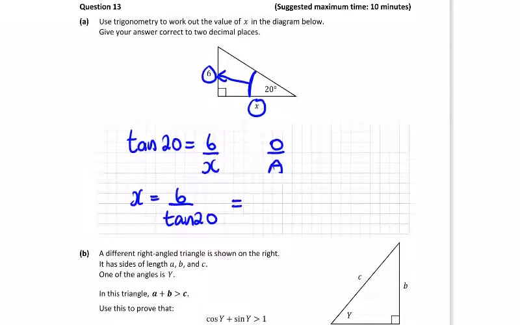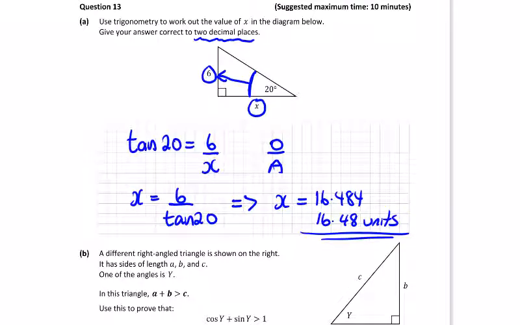And calculator use. Therefore, x is equal to 6 divided by tan 20, which is 16.484. We're looking at 2 decimal places. Just double check the calculator. So 16.48. And is it in centimeters? It doesn't tell us what it's in, so I would write units beside it just to show that you're really smart.